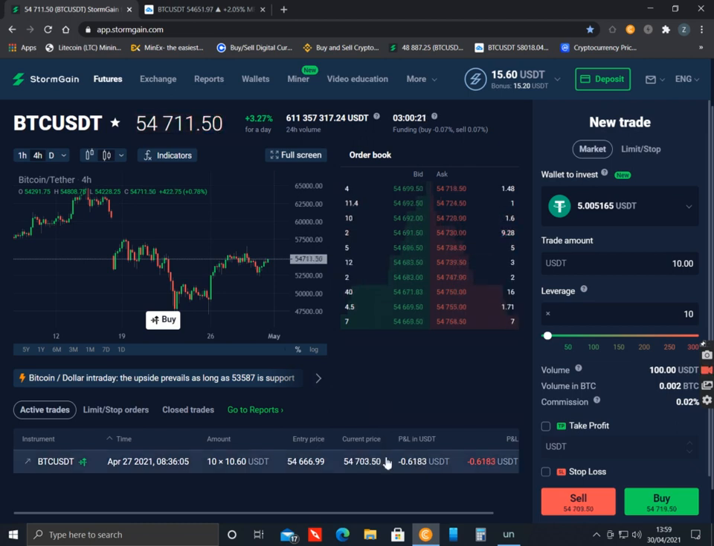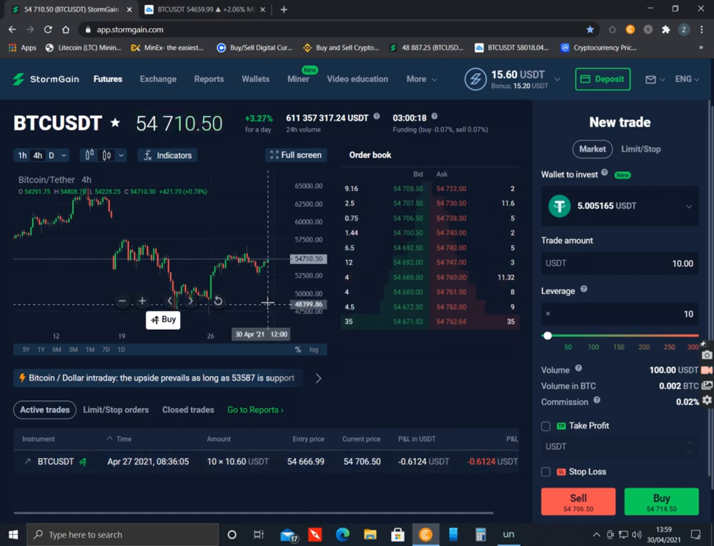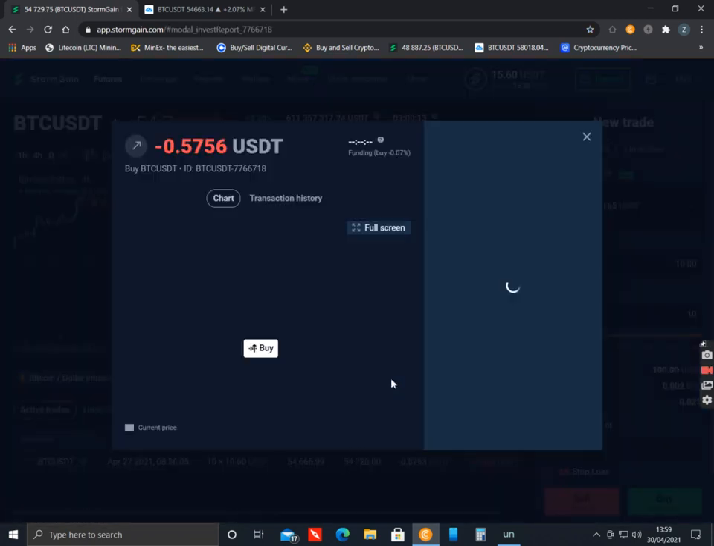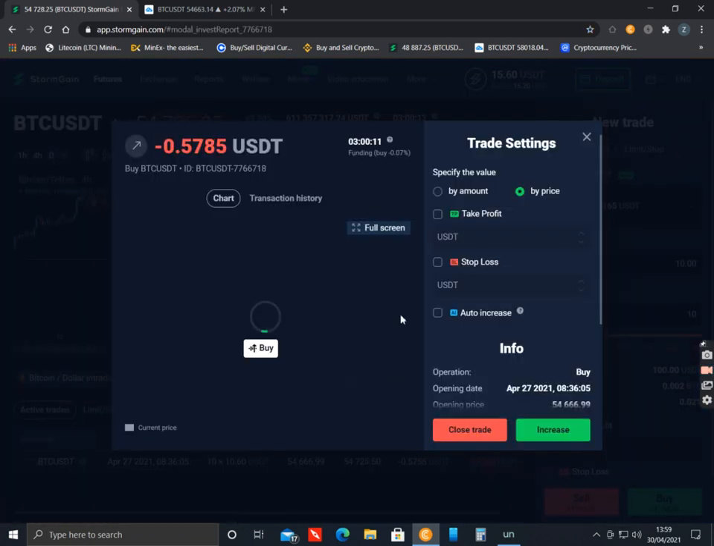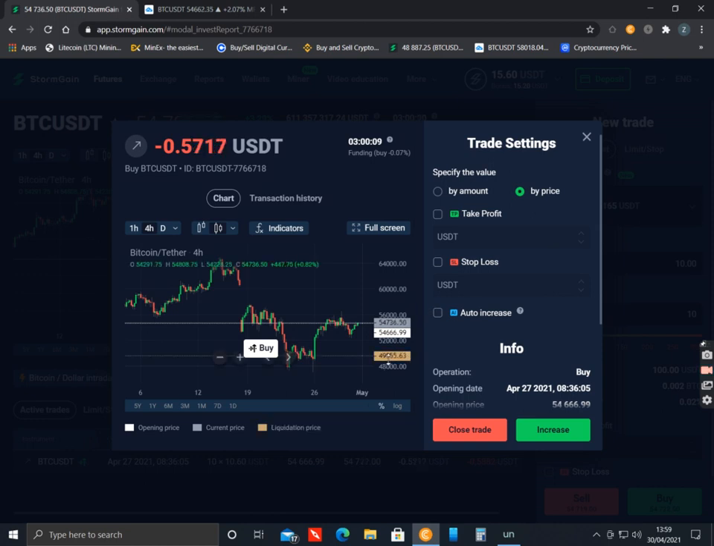I haven't got a stop loss on at the minute because my entry price is pretty low, and as you guys saw, my liquidation price is 49,555. I don't think we'll ever get back down there. That is pretty low. I think we're going to be going up from here on, so I'm trying not to put a stop loss on because I don't want to lose this position that I'm in.